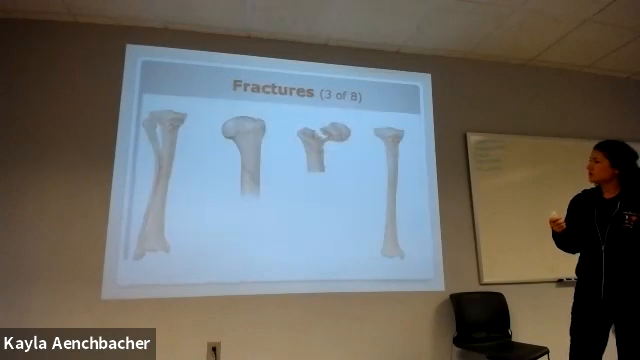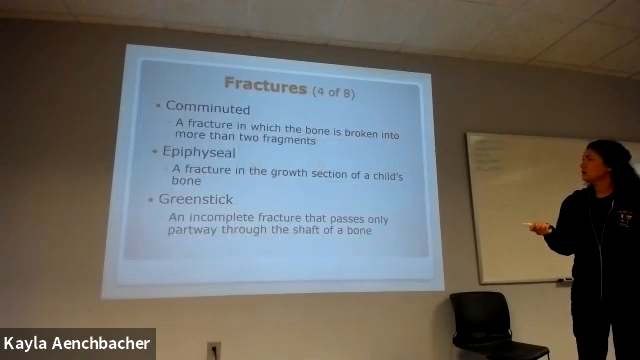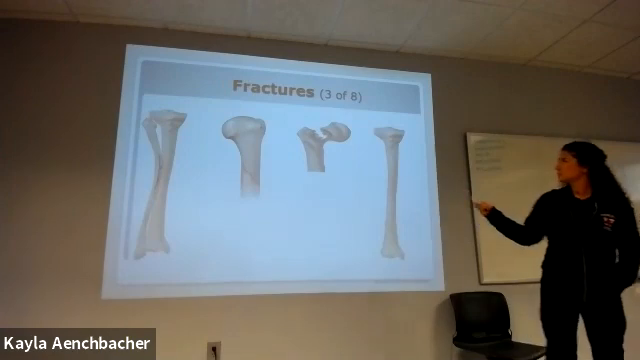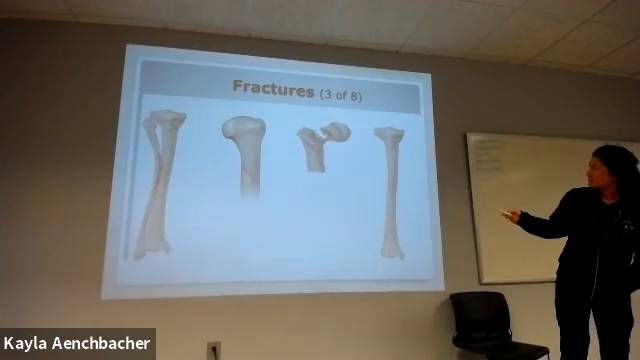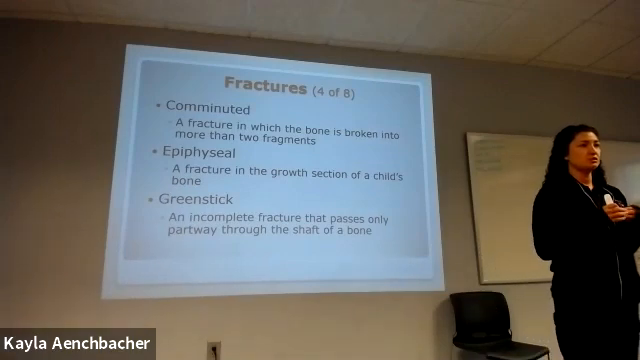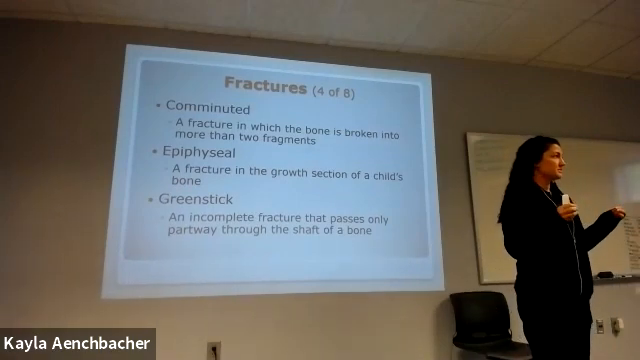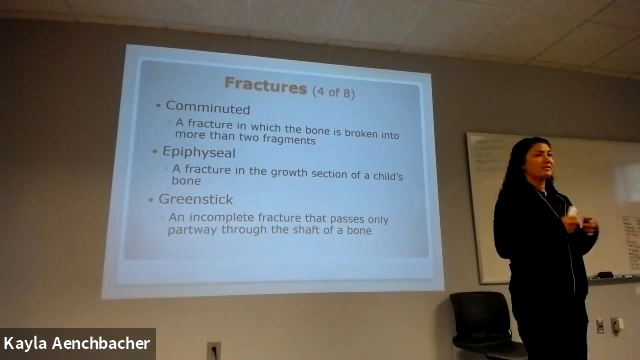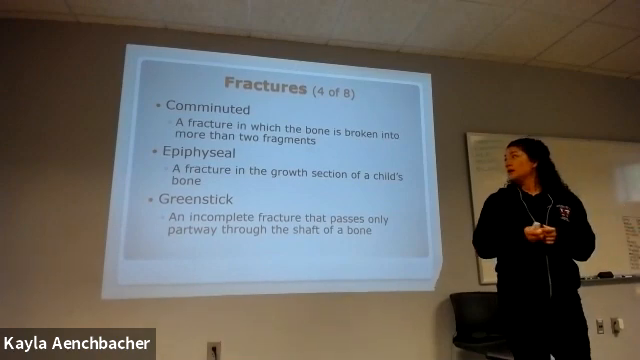All right, so here are some visual representations of different types of fractures. Comminuted, we don't have one of these here. That's going to be where the bone is broken up into more than two sections. If we have multiple breaks in the same bone, then that's going to fall under that category.